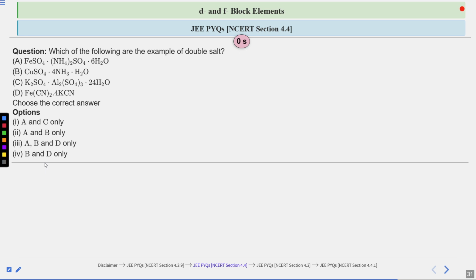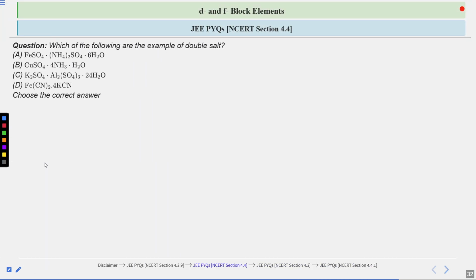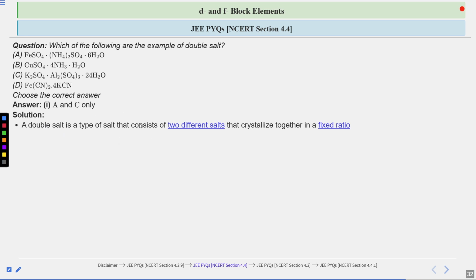Okay, let's see. For this question, the correct answer is the first option, that is A and C only. A double salt is a type of salt that consists of two different salts that crystallize together in a fixed ratio. So the property of double salt that you have to consider is that, as the name says, it consists of two different salts, crystallizing together in a fixed ratio, in a crystalline form.